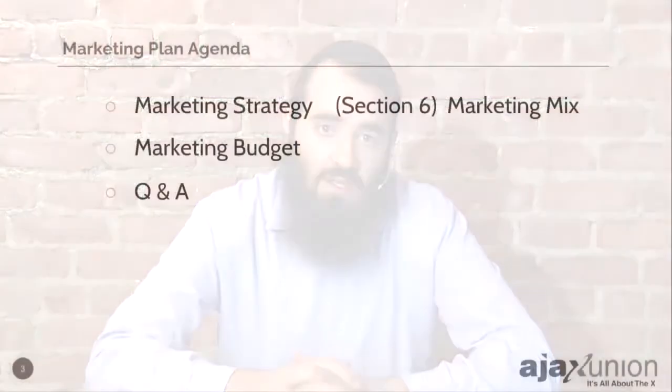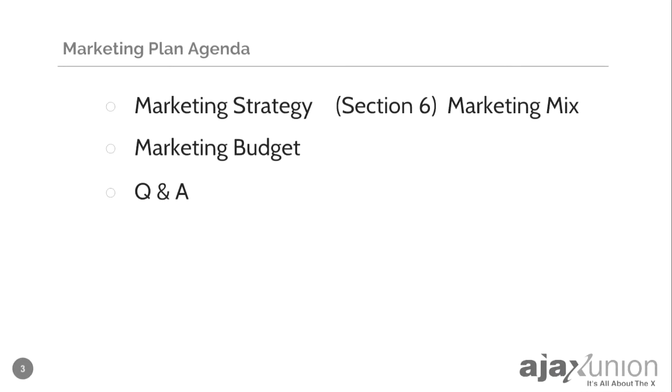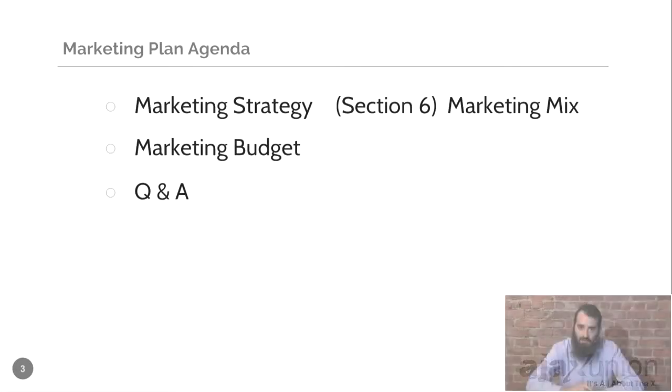So let's get started. The first thing to know when you're doing your marketing strategy is that you have to realize that it's not going to make or break your business if you have a written marketing strategy. Ultimately, marketing is about testing, but it's important to know what goes into a marketing strategy. So today we're going to talk about the marketing strategy, which is section 6 in the business plan competition, and we're going to talk about a marketing budget, which is super important whenever you're running a marketing campaign.